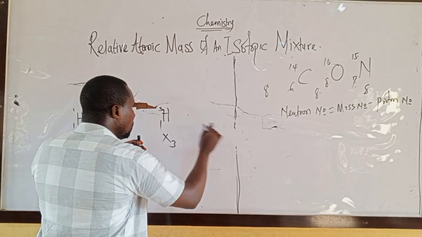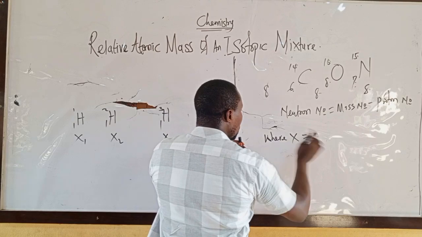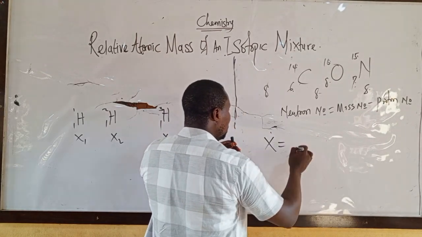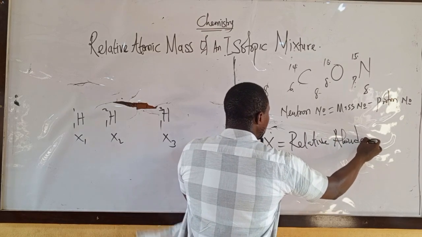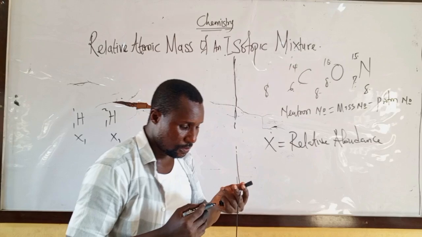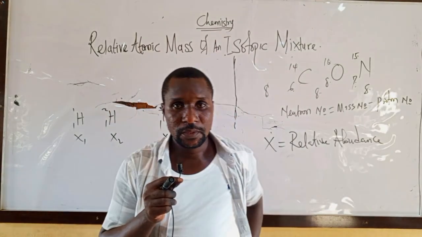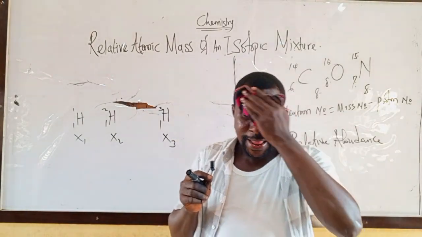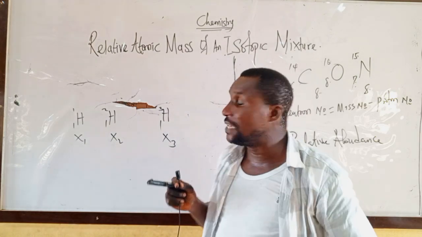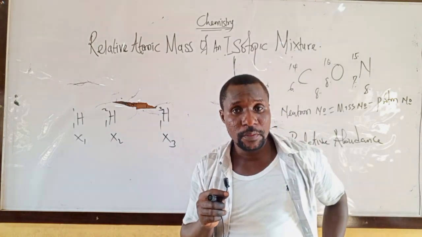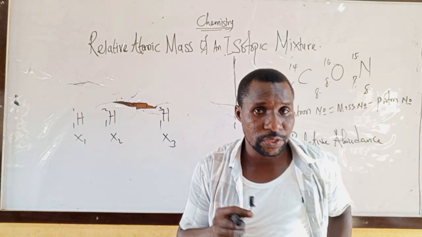Take note, where X is relative abundance. And take note, relative abundance is expressed in percentage. Is expressed in what? Percentage. In addition, the sum of the relative abundance of all isotopes of an element must be equal to what? 100. Take note of that.